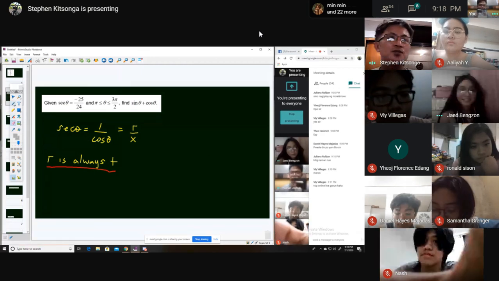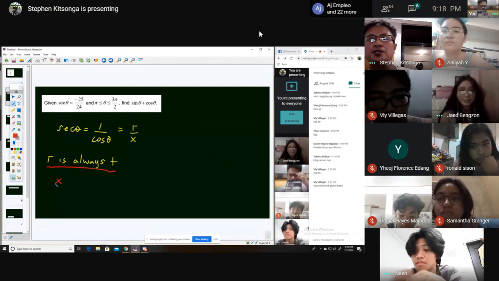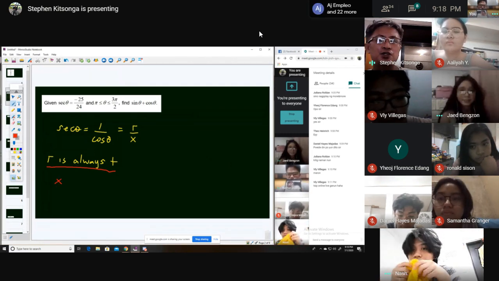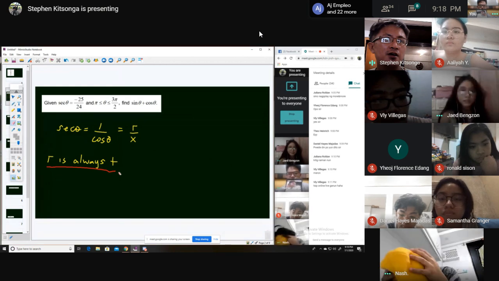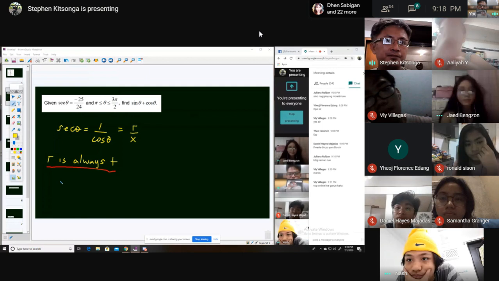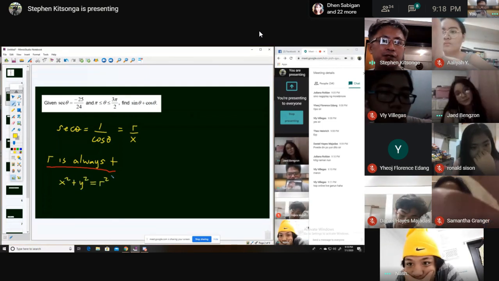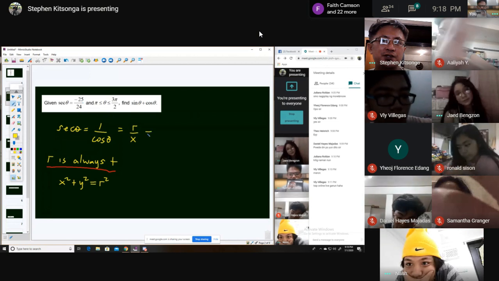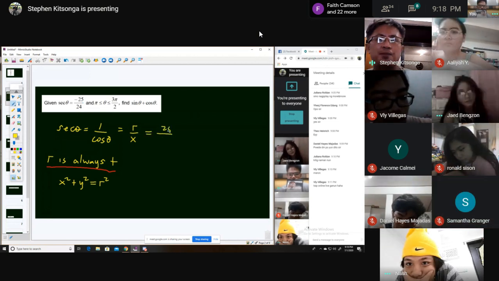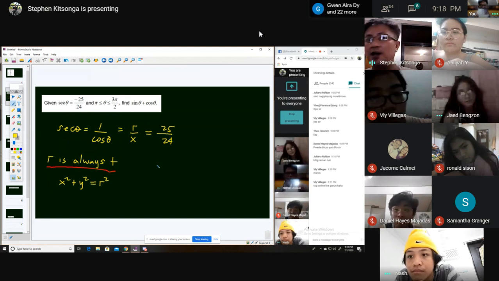So anyway, r is always positive. And the relationship natin is x squared. Ay, bakit red yan? Masakit sa mata. Yung red na yan, for emphasis yan. So you know, x squared plus y squared equals r squared. Yeah. Now we're given negative 25 over 24. Look, hindi ko muna susulat yung negative. I said that r is always positive.